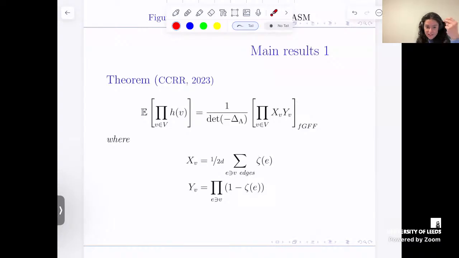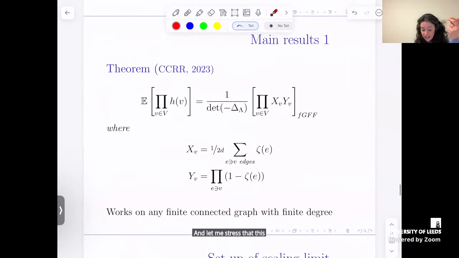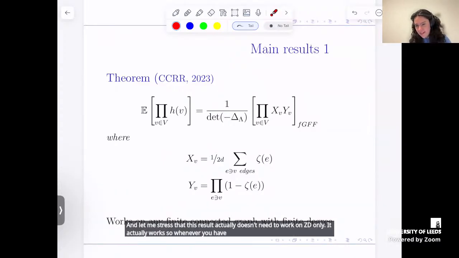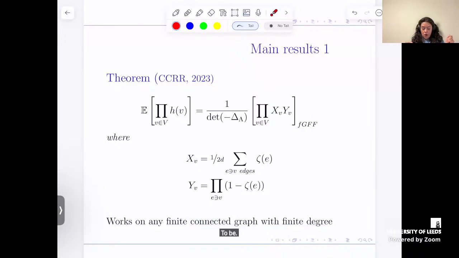And let me stress that this result doesn't need to work on Z^d only. It actually works whenever you have a finite graph and vertices of finite degree, where you can tell me which edge you want to choose to enter into V. All right, so this is a nice result. What do we do with that?